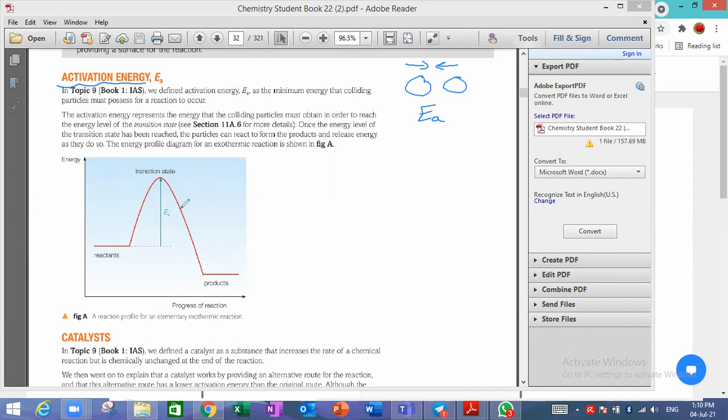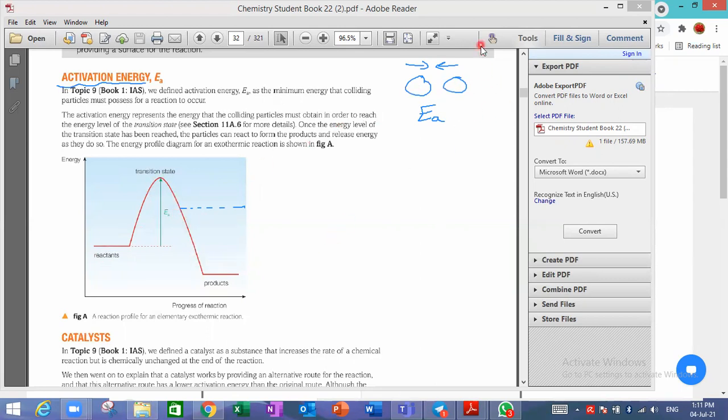And even if it forms an endothermic reaction, where the energy of the products is higher than the energy of the reactants, the reactants must also collide together with a certain amount of energy, which is called the activation energy, to reach the transition state. And after the transition state, energy is released to form the products, whether in an endothermic or an exothermic reaction. So this is called the activation energy, which is the minimum amount of energy required by the reactants so that when they collide together, they can form the products.